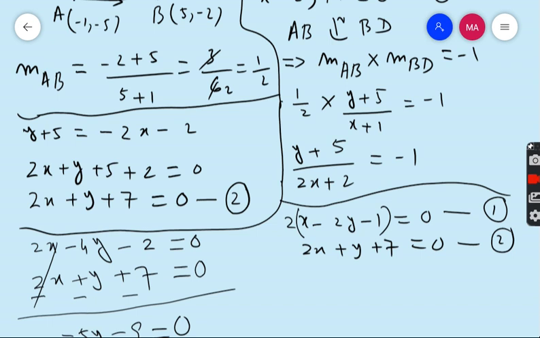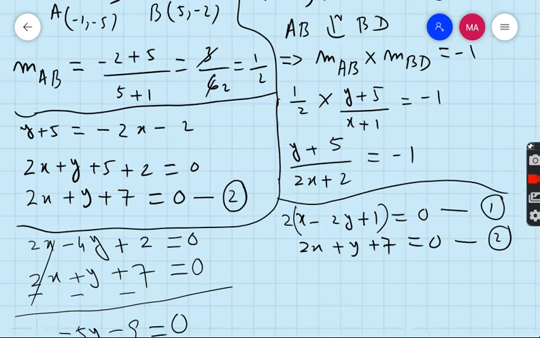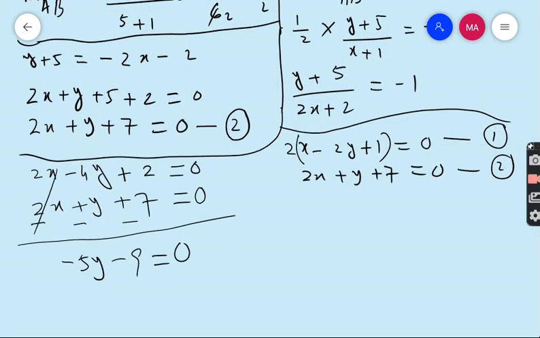So this is plus 1. This should be plus 1. And minus 7 plus 2 is minus 5. So minus 5y, minus 5 shift other side, plus 5. 5 cancel by 5. The value of y is minus 1. And this is the correct value.